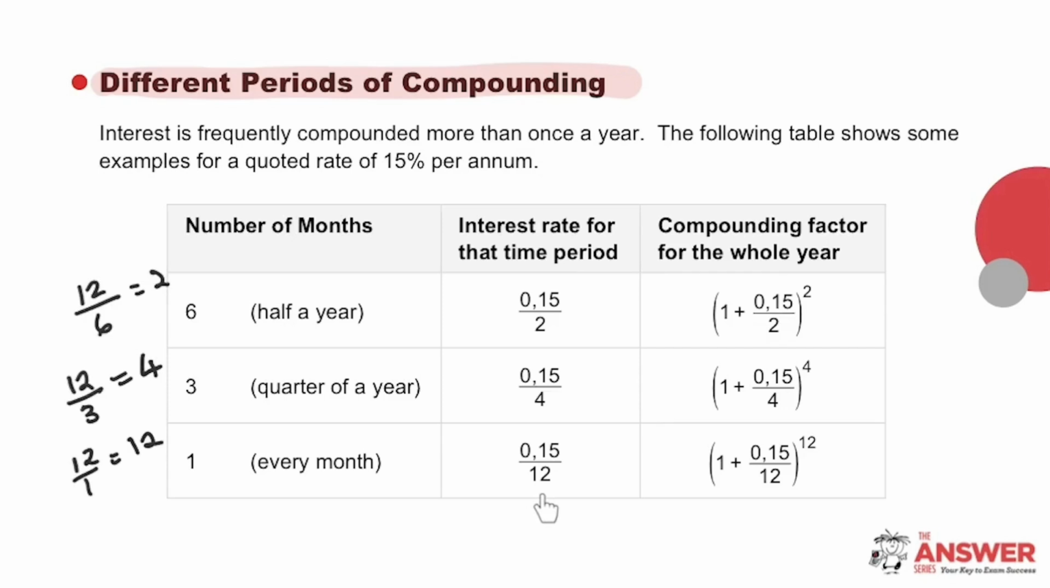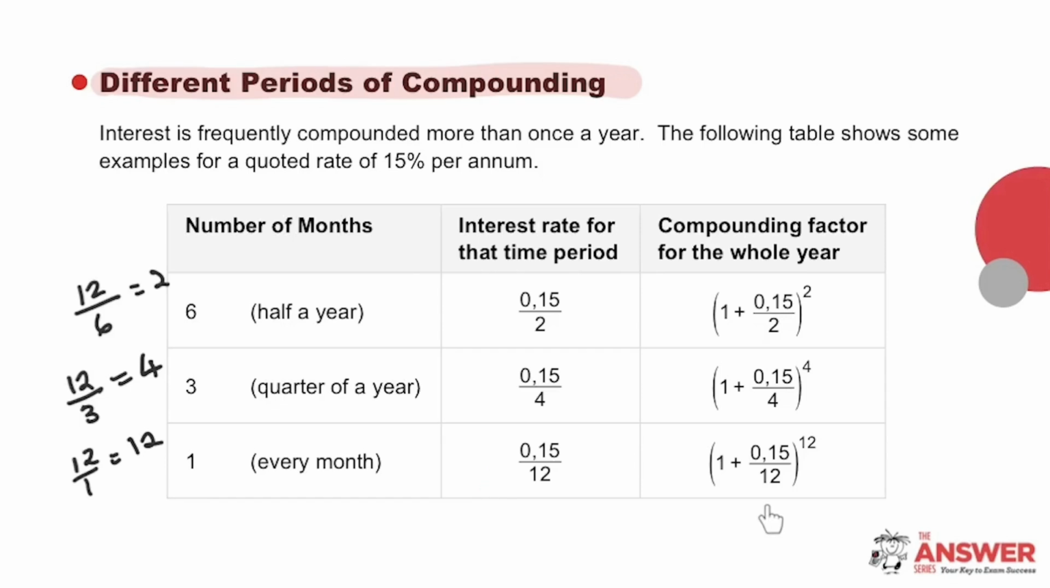The middle column of this table indicates the interest rate for each particular time period. For interest compounded half-yearly, the interest rate for each time period will be half the per annum rate, in other words, 15% divided by 2. For interest compounded quarterly, the interest rate for each time period will be a quarter of the per annum rate, in other words, 15% divided by 4. And for interest compounded monthly, the interest rate for each time period will be a 12th of the per annum rate, in other words, 15% divided by 12.